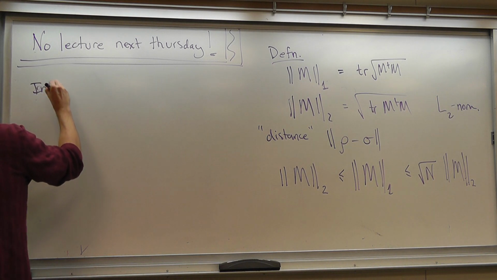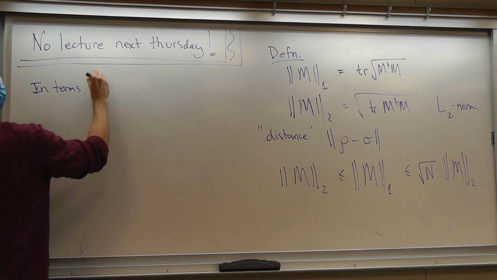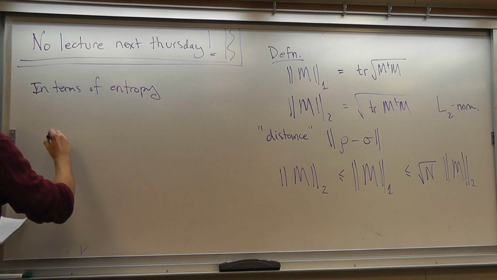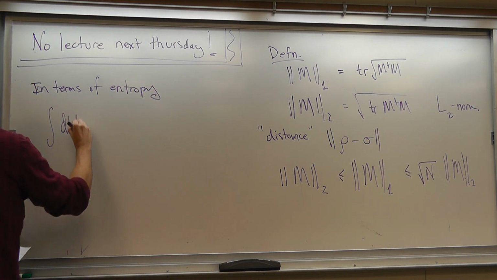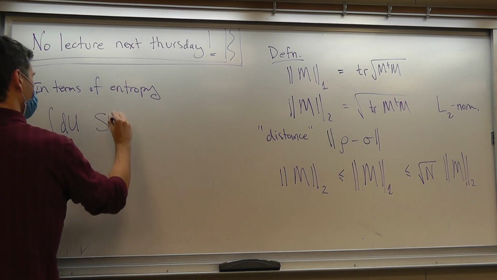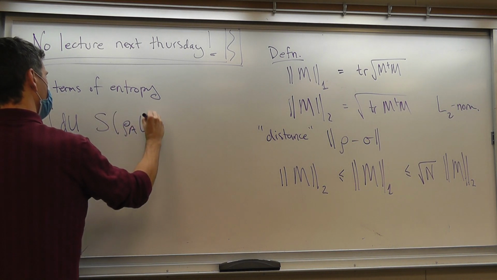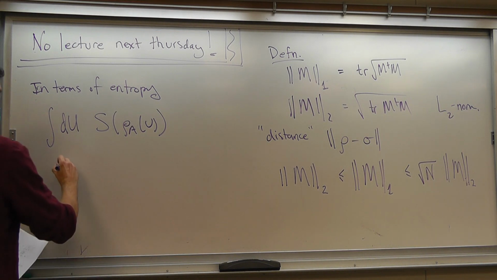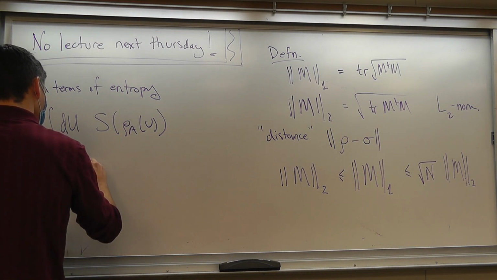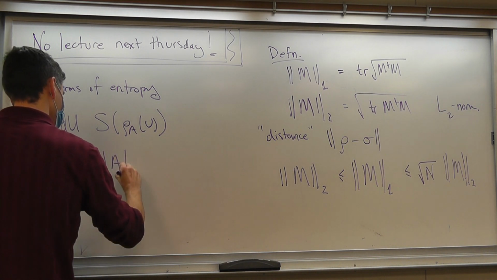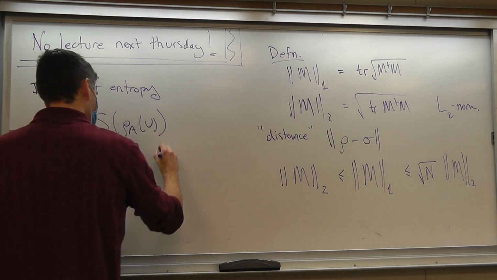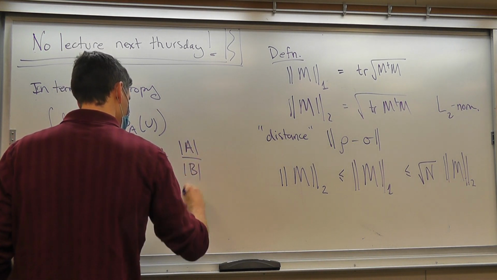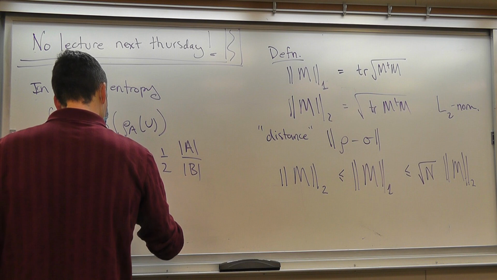So in terms of the entropy, this says that the average over unitaries of the entropy of rho A of u is equal to the log of the dimension of A minus a half dimension of A over dimension of B plus subleading terms.